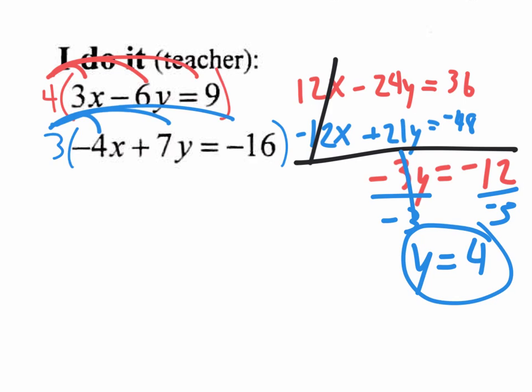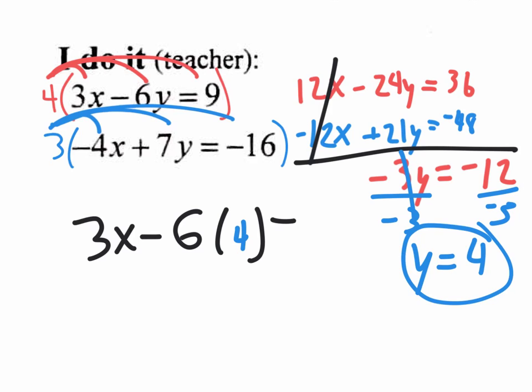You plug it in. So which one would you like to plug it into, top or bottom? Top. And it doesn't matter which one. Okay, I would just choose the smaller numbers, I guess. It's a little easier. So 3x take away 6y, but instead of y, I'm going to put the 4 right in there because y equals 4, equals 9. Okay, once again, I just copied this top equation right here, but instead of y, I put parentheses, and I plugged in the 4 right into the parentheses.